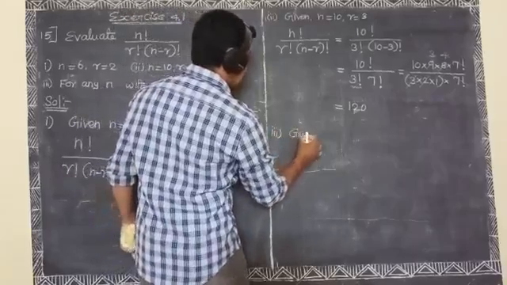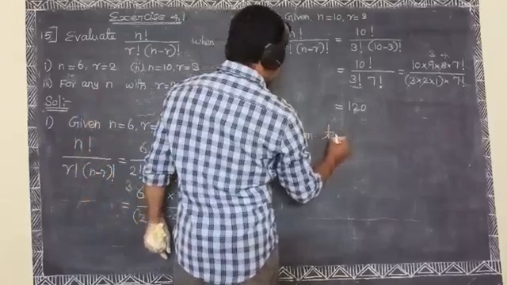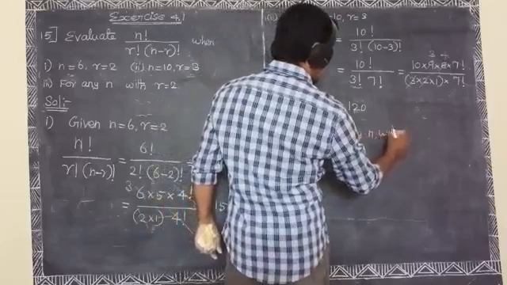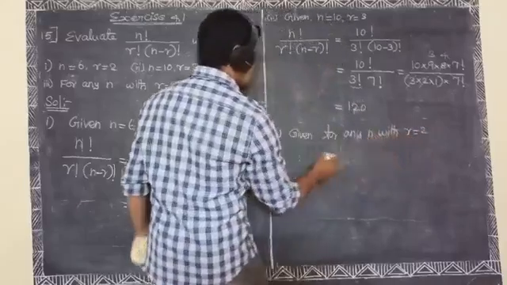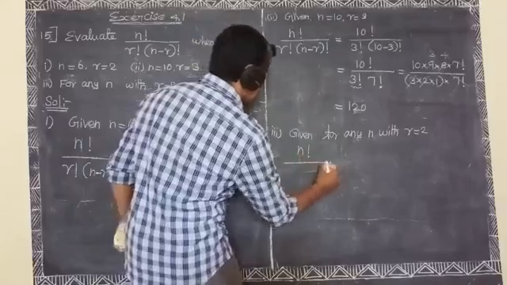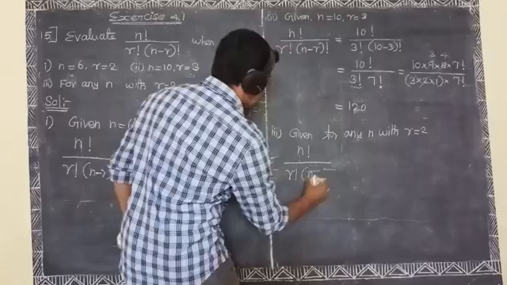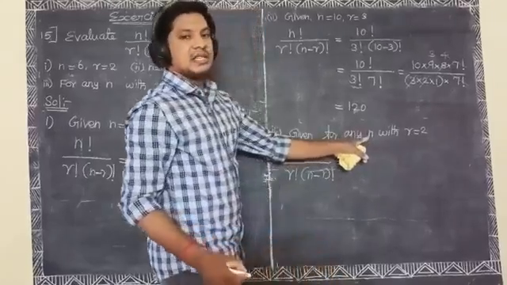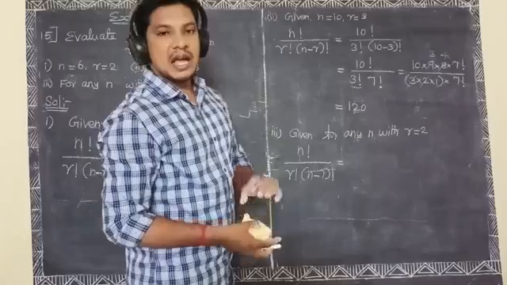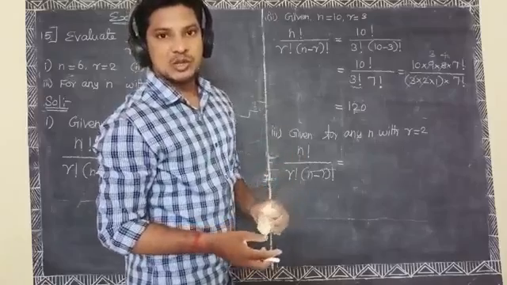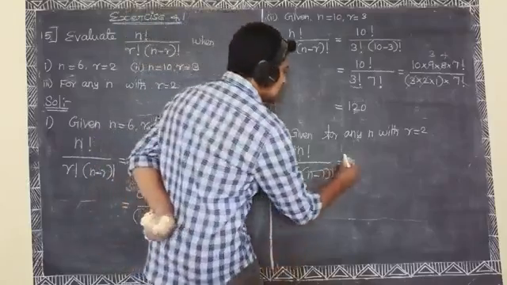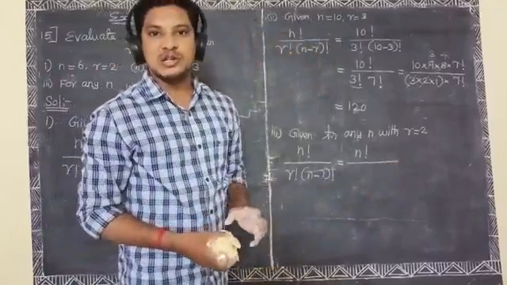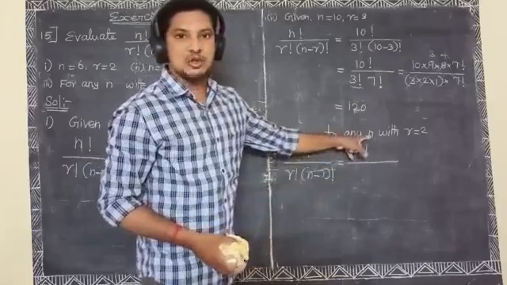Given for any n, okay, for any n with r equal to 2. Okay, here n factorial divided by r factorial into n minus r factorial. For any n means n gets any values. Okay, that is n belongs to capital Z, that is integers. Here n factorial, but the permutation is allowed only for positive values. Therefore n belongs to capital N, that is natural numbers.